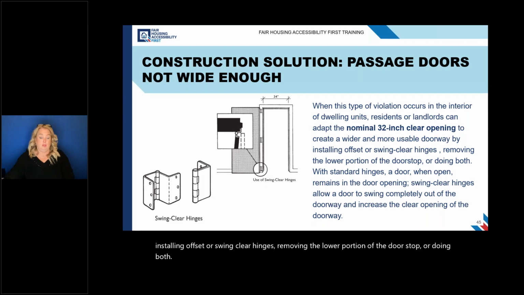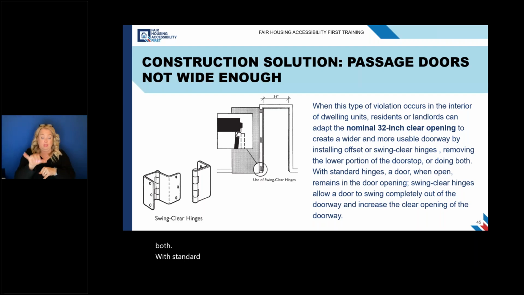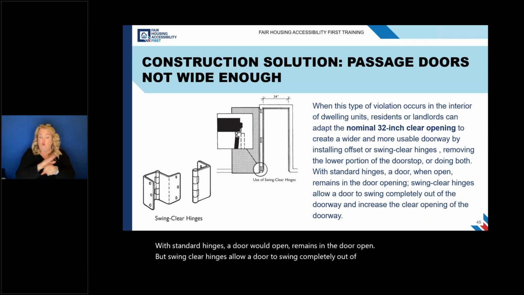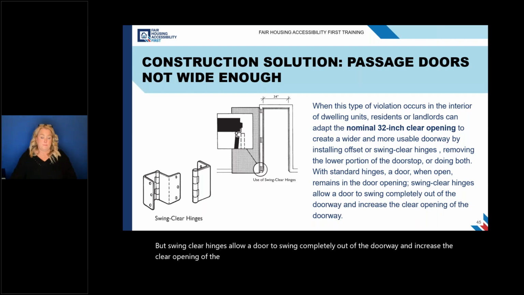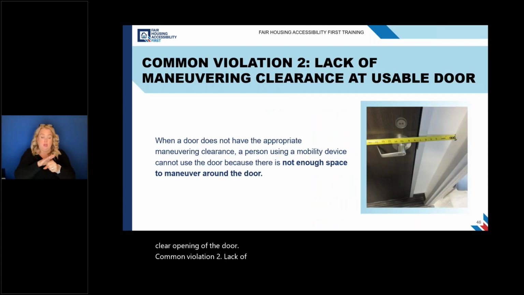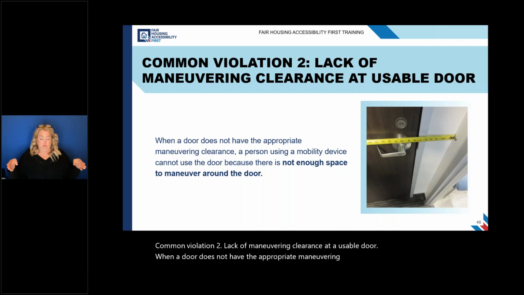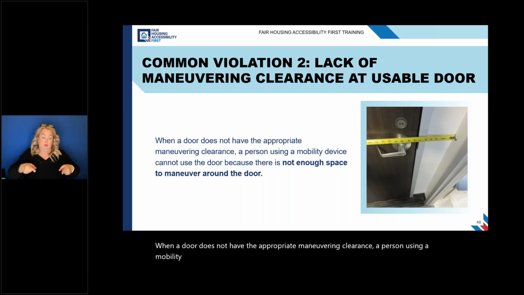With standard hinges, a door, when open, remains in the door opening. But swing clear hinges allow a door to swing completely out of the doorway and increase the clear opening of the door. Common violation 2, lack of maneuvering clearance at a usable door. When a door does not have the appropriate maneuvering clearance, a person using a mobility device cannot use the door because there's not enough space to maneuver around the door.